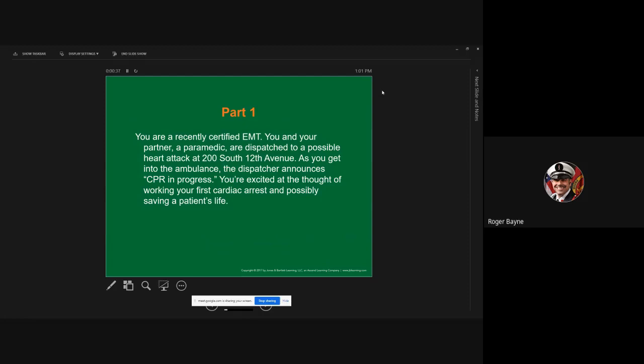So here's the scenario. You are a recently certified EMT. You and your partner, which is a paramedic, are dispatched to a possible heart attack at 200 South 12th Avenue. As you get into the ambulance, the dispatcher announces CPR is in progress. You're excited at the thought of working your first cardiac arrest and possibly saving a patient's life. So when you hear CPR in progress, we know that somebody is doing chest compressions and somebody is breathing for the person because they do not have a pulse and they do not have any breathing.